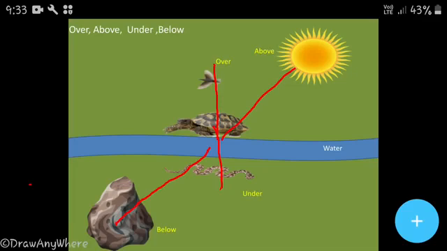When a particular thing makes less than a 90-degree angle or more than a 90-degree angle to a particular thing at a height or below something, then we use above or below. But when they are on a straight line, making a 90-degree angle, when the thing is exactly at the height of something, then we use over. But when it's exactly below something, then we will say under. So this was the difference of over, above, under and below.